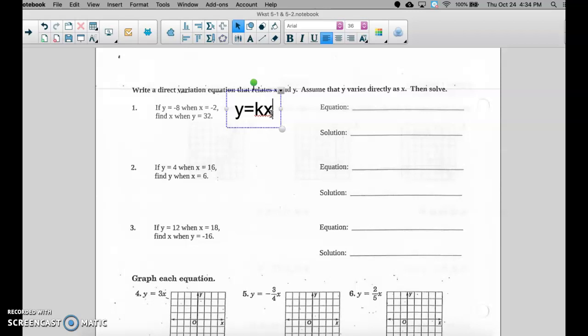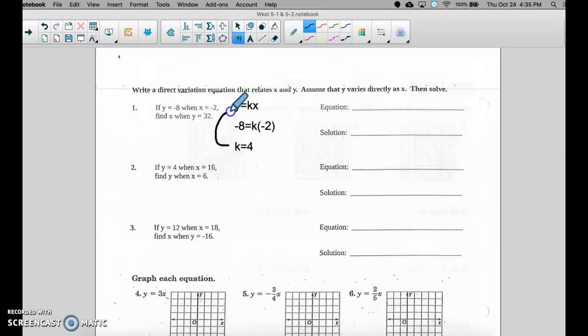After we write down this equation, we're going to use these two numbers that it gives us. These are our initial conditions. So when y is negative 8, we don't know k, and x is negative 2, we can use this information to solve for k. Now once we have our k, we can plug it into our original equation. It creates an equation with only two variables. We don't like an equation that has three variables.